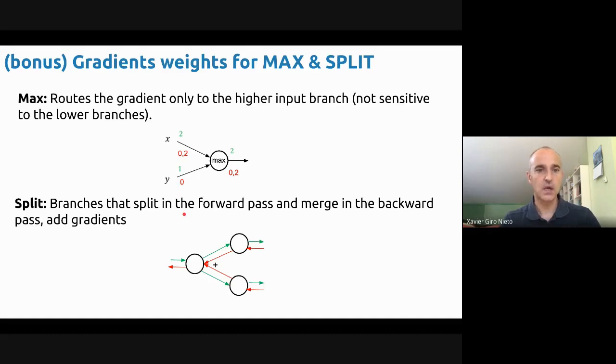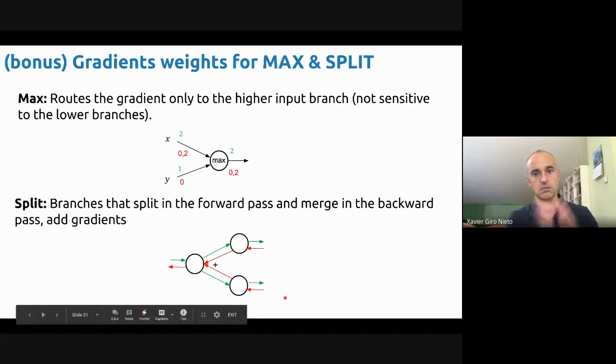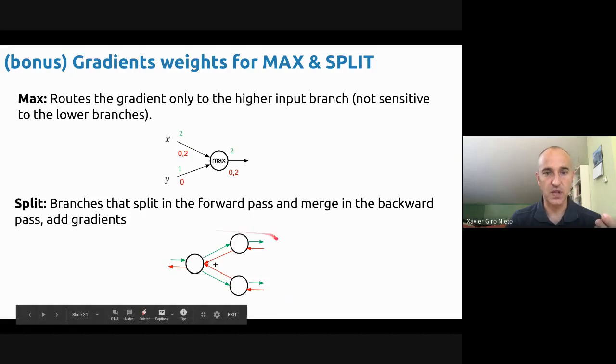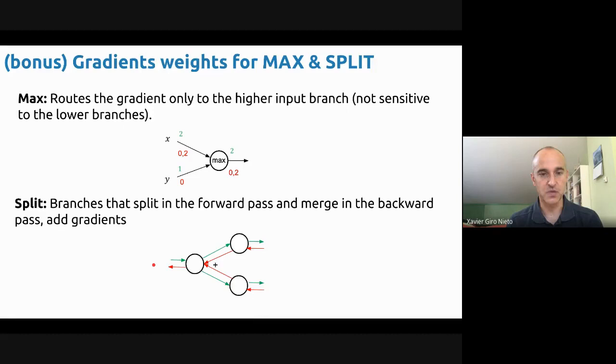On the other hand, if you have a split branch, where your data was spread into two branches, and you build networks that have this kind of topology, what you need to do is just add the gradients. The gradients that come from this direction and this other direction, you add them, and they go through. These are not in the perceptron, but it might be useful in the future.